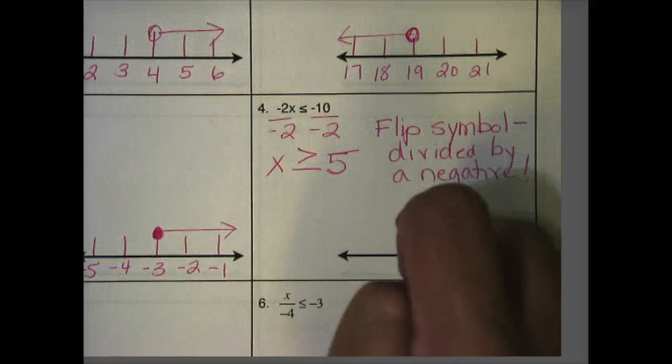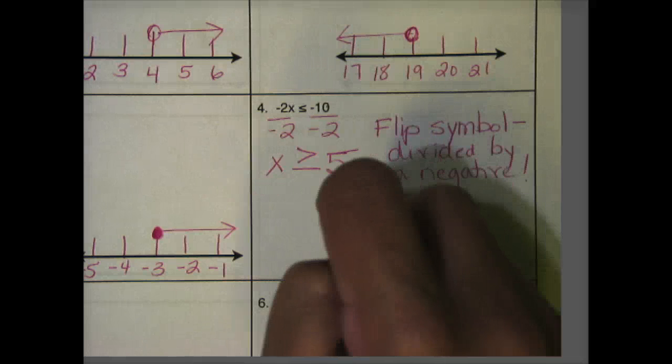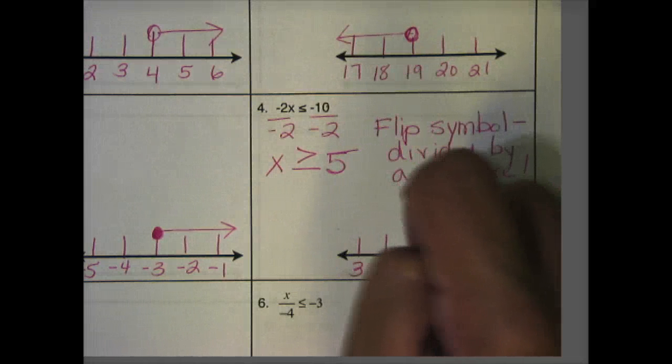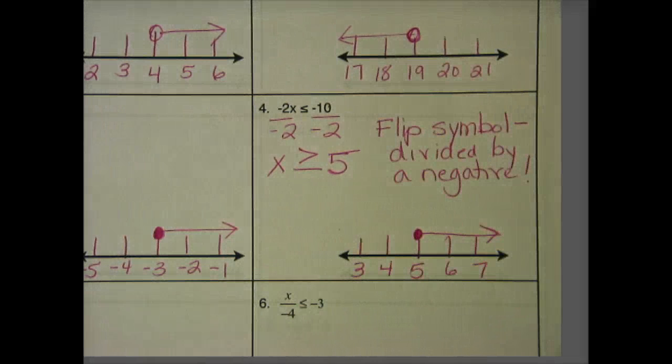So we'll go ahead and make our number line. Greater than or equal is a closed circle. Everything to the right of negative 5 is greater than negative 5. So we'll draw our arrow to the right.